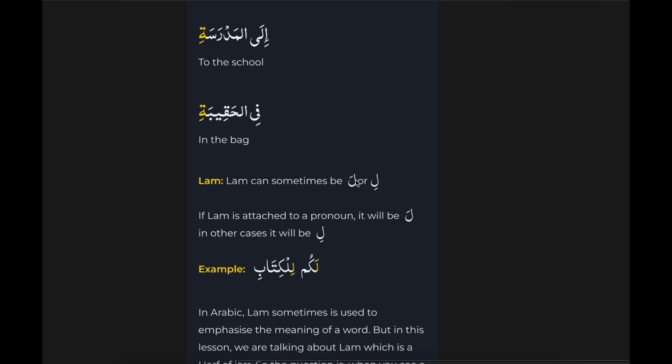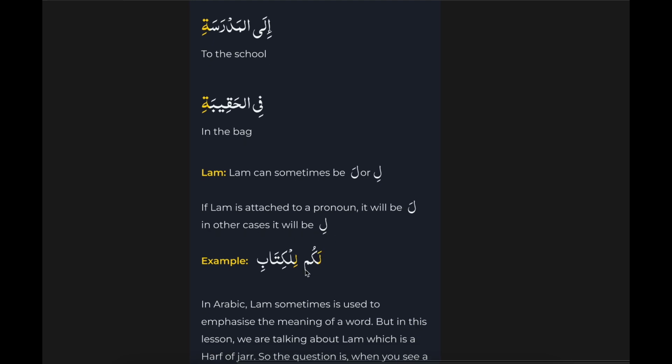Lam can sometimes be la or sometimes it can be li. And it's really simple: if lam is attached to a pronoun, then it will be la. In other cases, it will be li. For example, lakum. Kum is an attached pronoun. What was the main pronoun? Antum. Antum means all of you, and the attached version is kum. So lam is attached to kum, an attached pronoun, so in that case it is going to be la. In other cases, it will be li.